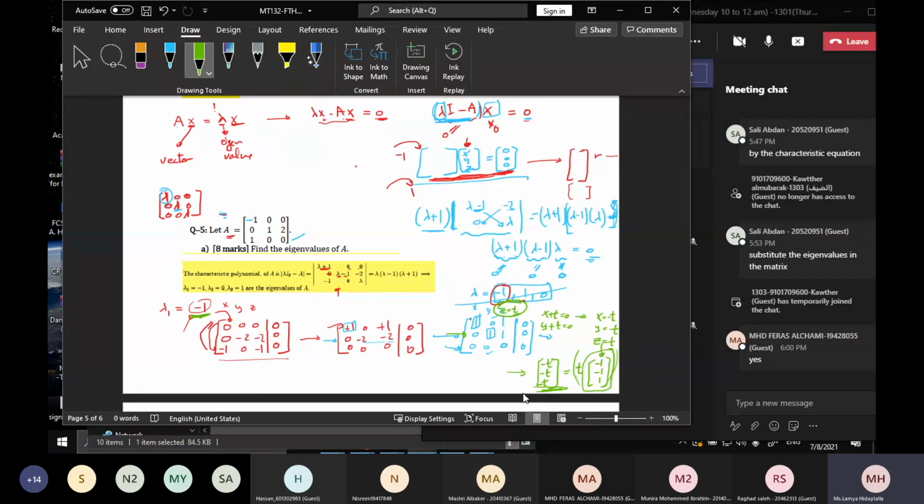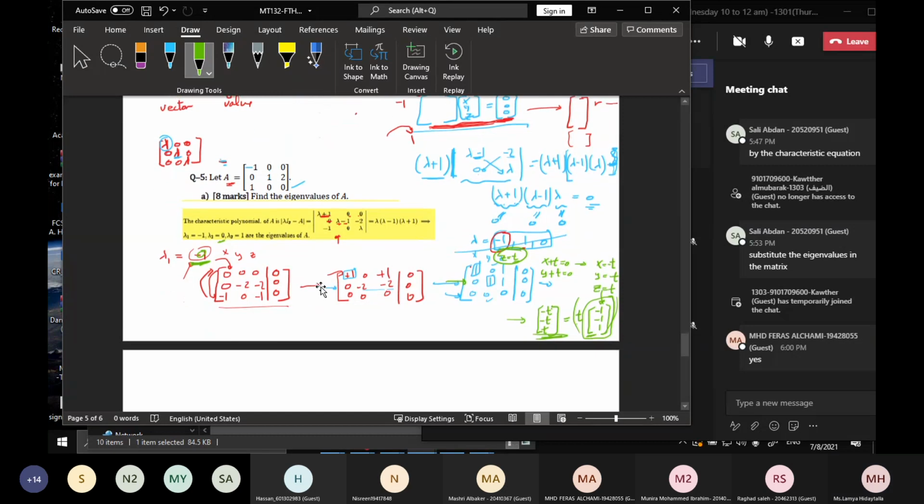And then you do the same for the case lambda equals what? Lambda equals 0. That means next time you substitute 0 in the matrix instead of minus 1, in place of lambda. And then you go and solve and find this and so on. Okay? So this is if you need the eigenvectors. Here he didn't. He asked only about the eigenvalues.